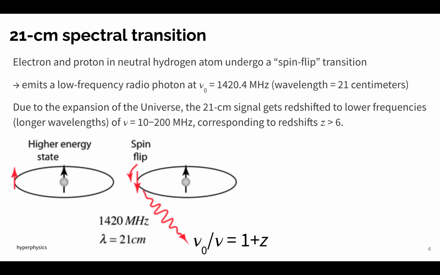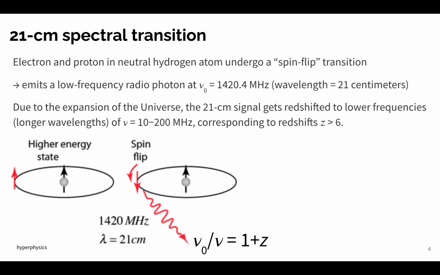Due to the expansion of the universe, redshifting occurs, which just means that the wavelength of light increases as it reaches us. It reaches us at present day, which is redshift 0. Due to that expansion, we observe this 21 centimeter signal at lower frequencies of 10 to 200 megahertz, corresponding to redshifts greater than 6 or so.